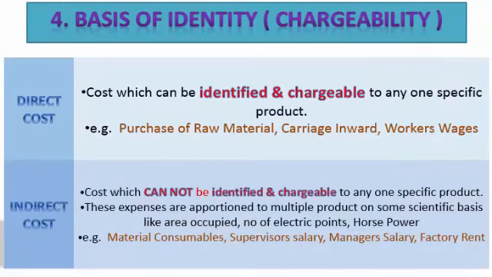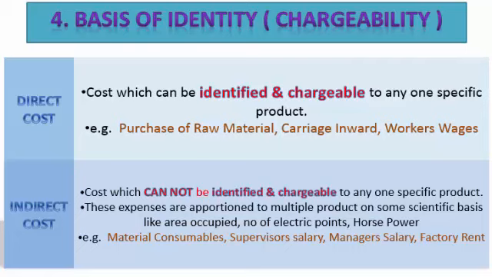Now let us go to the fourth one, on the basis of identity. There is a concept to find out, whenever any expenses are incurred, for which finished goods it is incurred. If you can identify the finished goods, we call it a direct cost. If you cannot identify it to any one specific finished good, then we call it an indirect cost. Now let us understand the meaning of a direct cost. It is a cost which can be identified and chargeable to any one specific product. So here the identification to one specific product is possible.